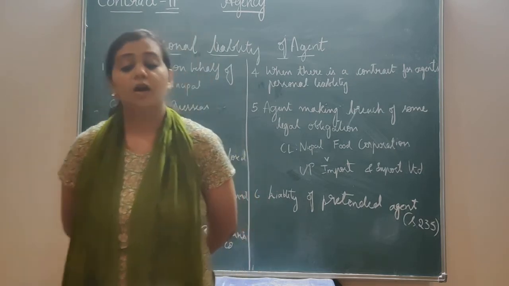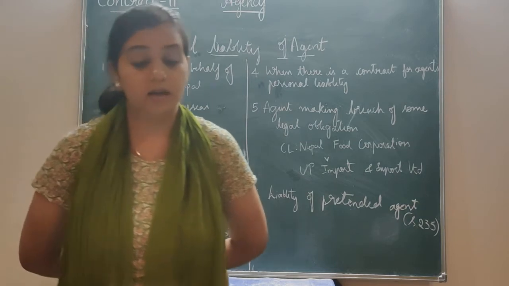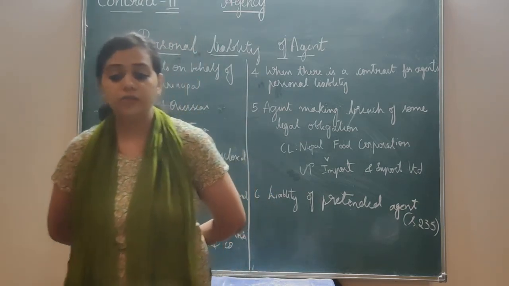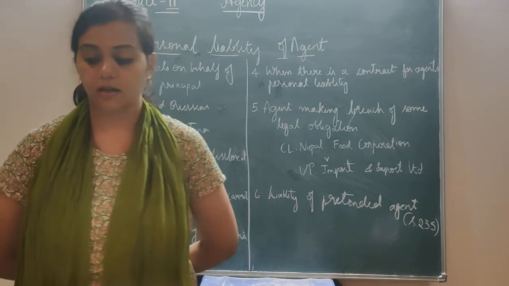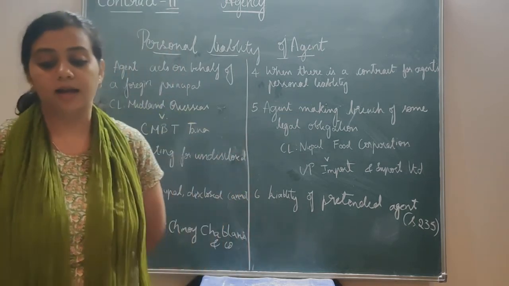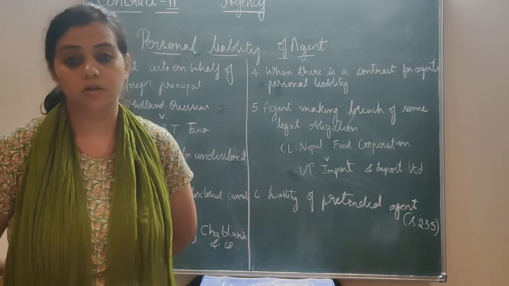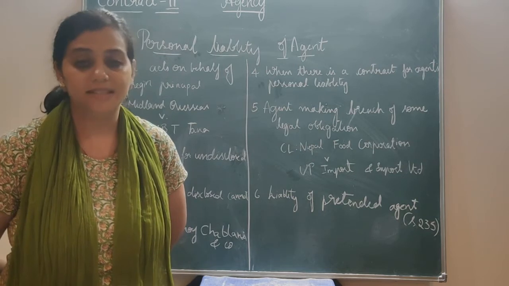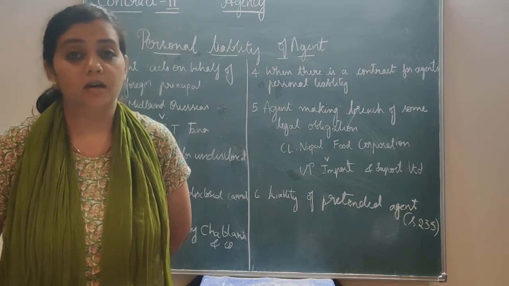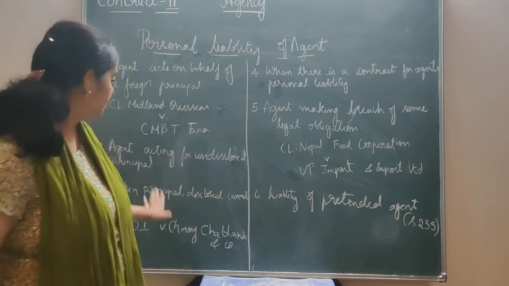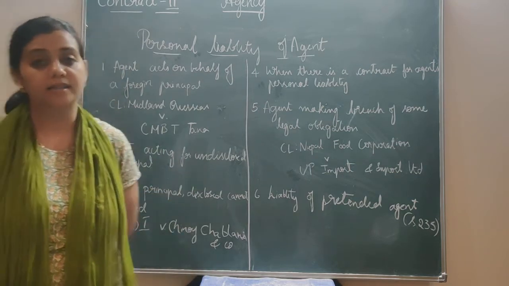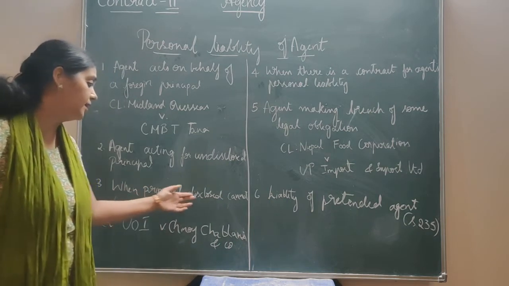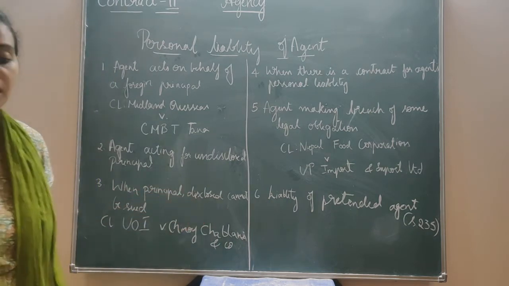It says that when the principal is undisclosed, the liability under section 230 of the agent and the principal cannot be sued. It clearly says that you cannot sue the principal. For the agent's acts, you cannot sue in case his name is undisclosed. Clear with this? The next point is when principal disclosed cannot be sued.